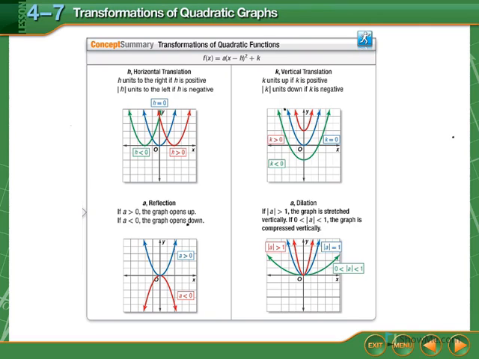K is the vertical translation. It means it goes up or down. A is a reflection. If it's positive, it opens up. If it's negative, it opens down. And then A is also a dilation. You think of it as a vertical stretch. It's either getting taller or shorter. Okay?